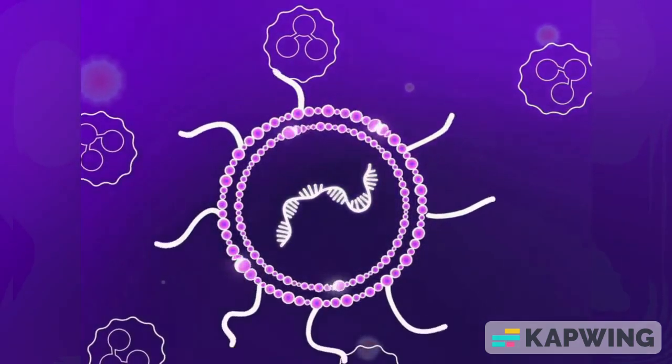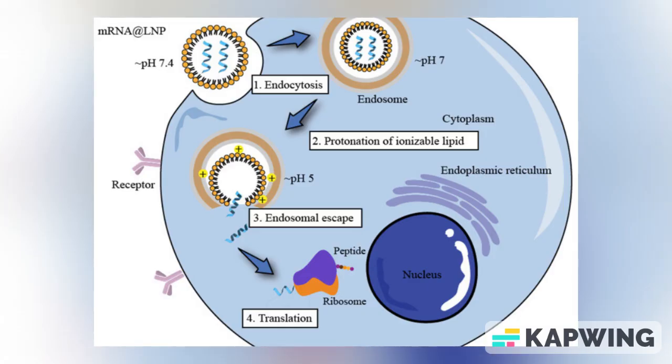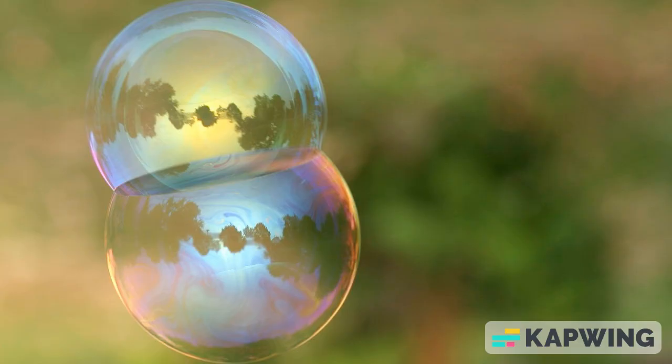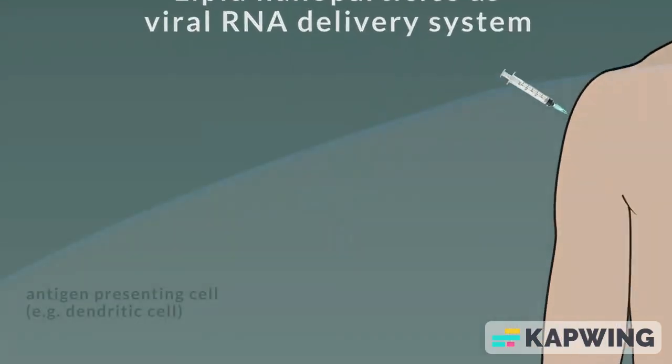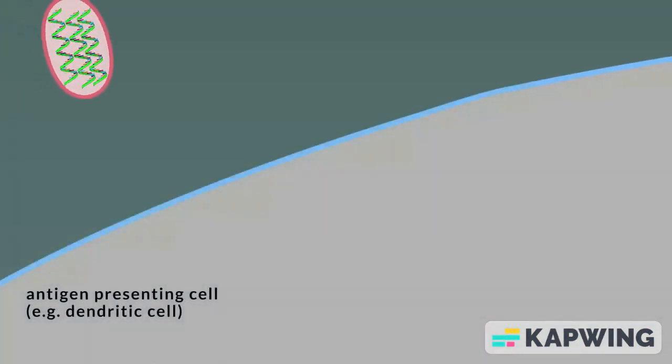Mechanism of action. Once administered, LNPs are taken up by cells through endocytosis. Inside the cell, they merge with the membrane. This is similar to two bubbles coalescing. To better understand the process, let's take a look at the schema.